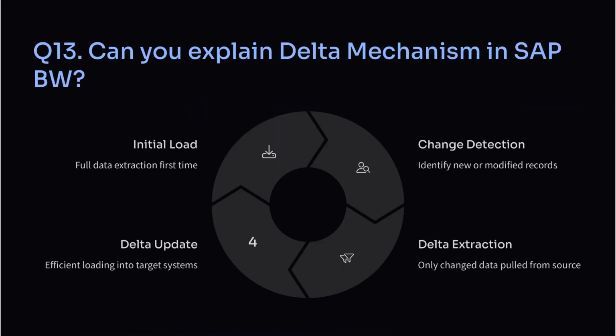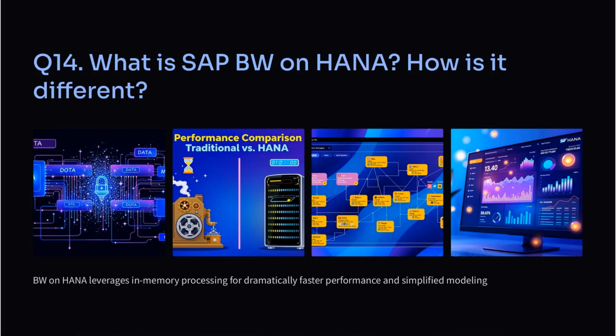Question number 13. Can you explain delta mechanism in SAP BW? Answer. Yes, the delta mechanism captures only the new or changed records from the source system after an initial load. I've implemented delta loads using different delta types like after image, before and after image, and changelog readings for efficient data extraction.